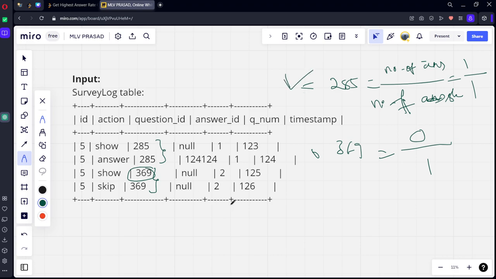So what we need to do? We need to group by question ID and calculate the numerator part and the denominator part. For the numerator part, whenever it is an answer, we will call it 1 and we will sum. And for the denominator part, whenever it is a show, we will call it 1 and we will sum.